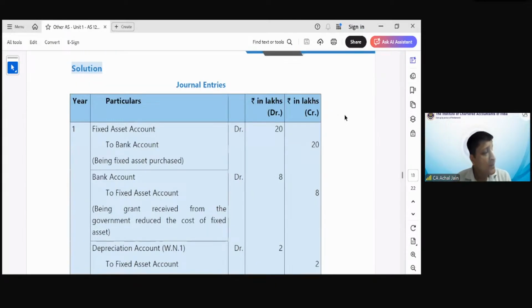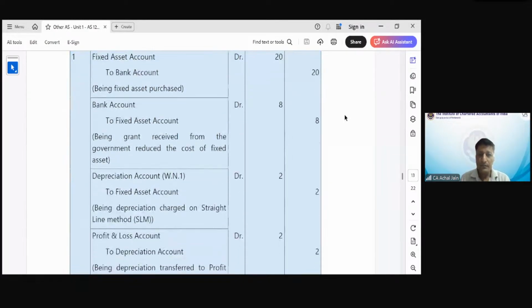So first of all, when the fixed asset is purchased, what do we do? Fixed asset debit to bank 20 lakhs. Then the grant is received, 8 lakhs. So bank debit to fixed asset 8 lakhs. Now what is the value of fixed asset? 12 lakh. And there's a residual value of 4 lakh. So that means each year depreciation will be 2 lakh. So the depreciation entry is also passed in the first year. Depreciation 2 lakh to fixed asset 2 lakh. And this depreciation is also transferred to P&L. Okay. All good so far? Right?